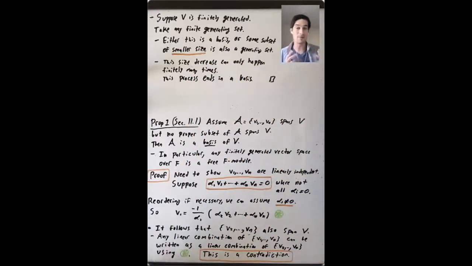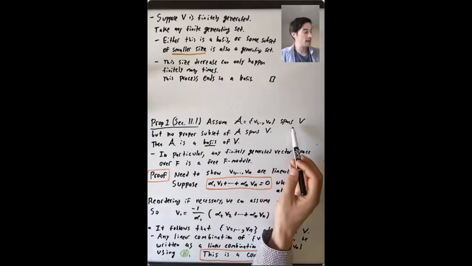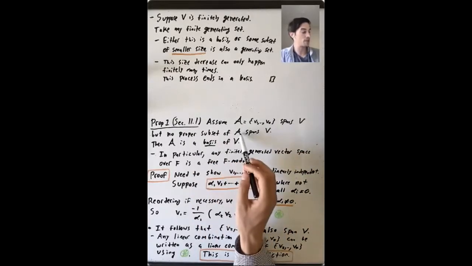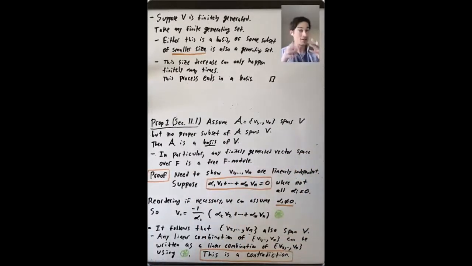So we have two possibilities. Start with your finite generating set. Either it's a basis or there is a proper subset of it which has smaller size that is also a generating set. Take that proper subset of smaller size. Either that's a basis, or if it's not, there has to be some proper subset of it that spans V that also has even smaller size. So every time you go through this process, you either get a basis or you get an even smaller generating set.